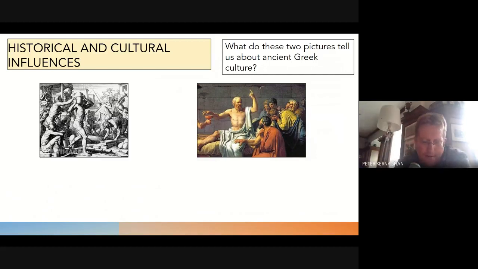Or anyone. Use your mic. Tell me about either of these pictures here. No, not sure. Ollie, what do you reckon? What have these pictures got to do with virtue?